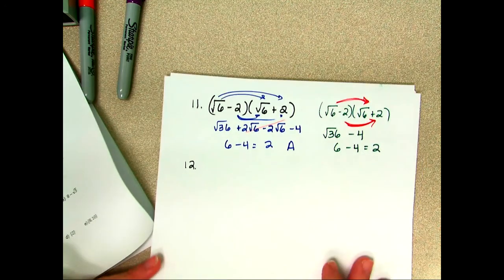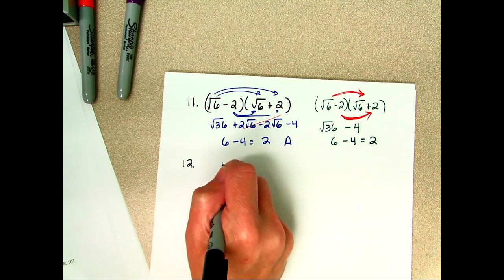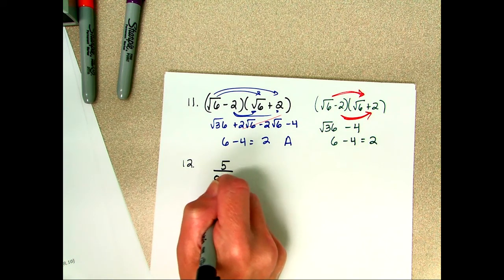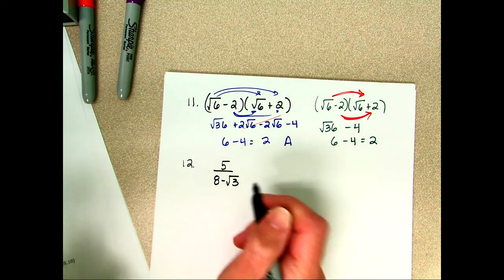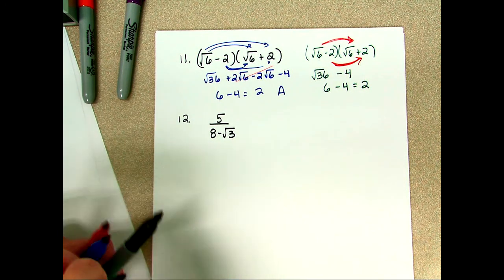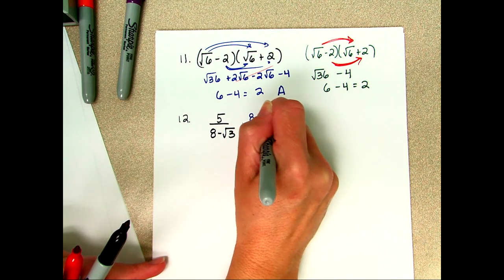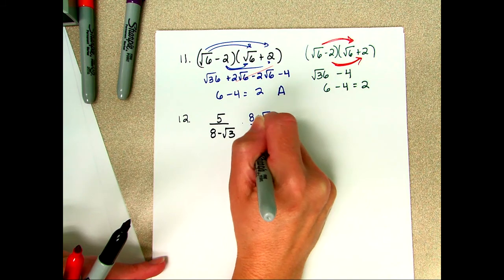Number 12, rationalize the denominator: 5 over 8 minus the square root of 3. To rationalize the denominator of a binomial, we multiply by the conjugate. We multiply by 8 plus the square root of 3, over 8 plus the square root of 3.